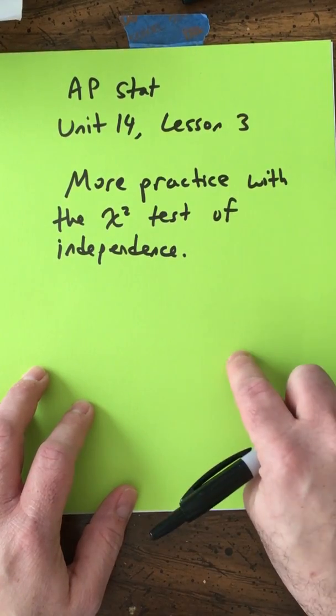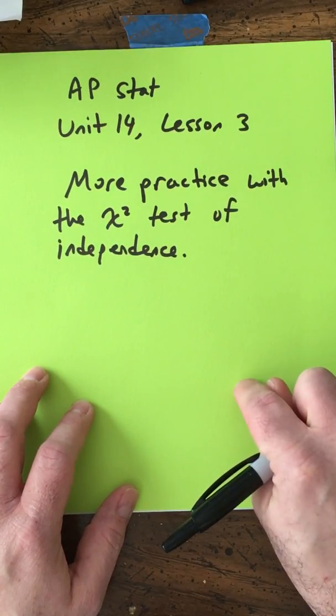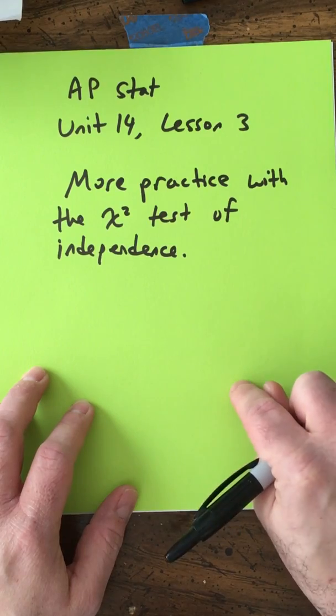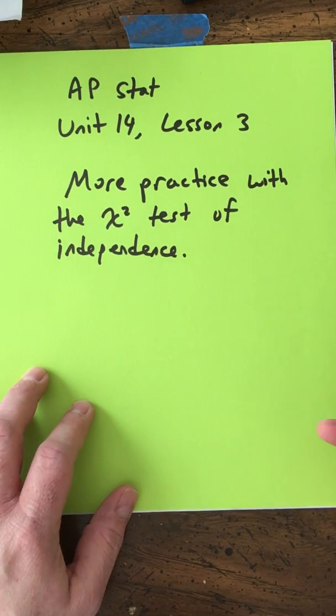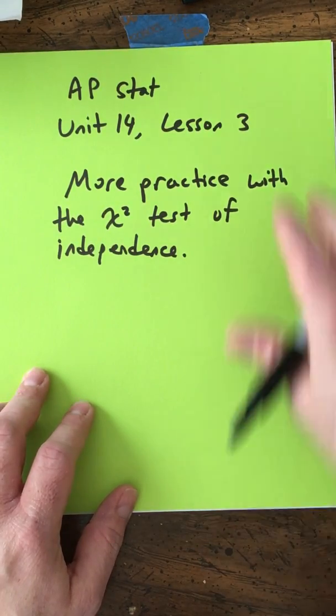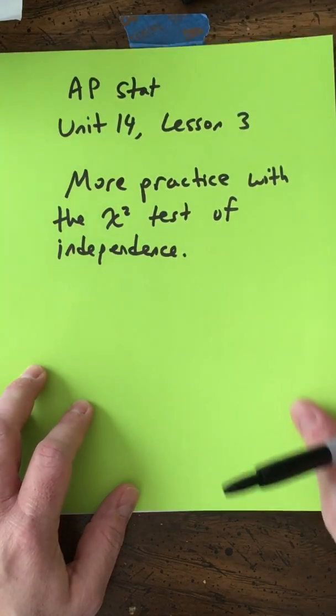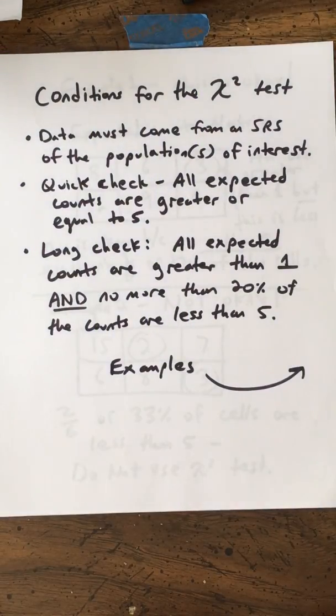That actually includes this topic, but I thought since we're just about done with it and it's such an important thing that you can benefit from in college, I thought we'd just finish this lesson up and then we'll move on to AP practice. So one of the things we were going to explore a little more today is the conditions for the chi-square test.